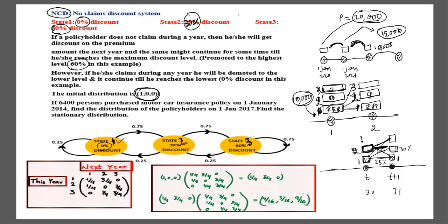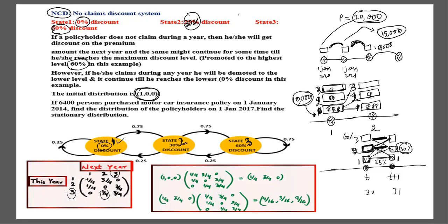3 to 1 means you are at 3 and you make a claim during this year due to some accidents. Next time they will demote you one level. You are enjoying 60% discount here, but next premium they will give you only 30% discount. So 3 to 2 is there. 3 to 3 is also there.